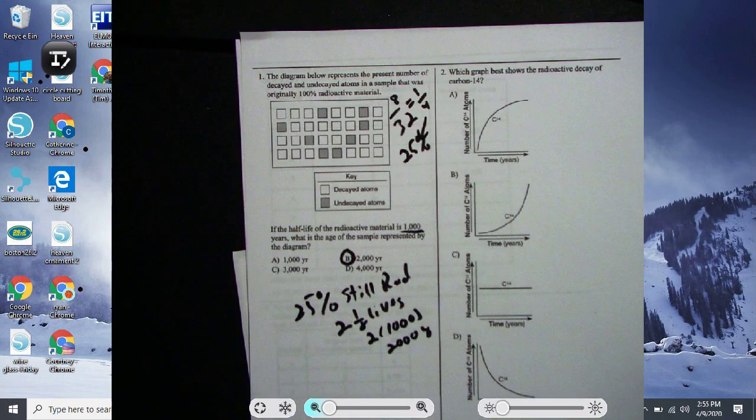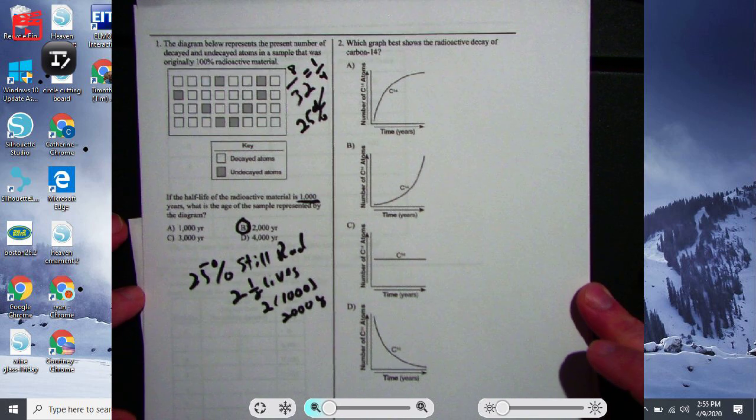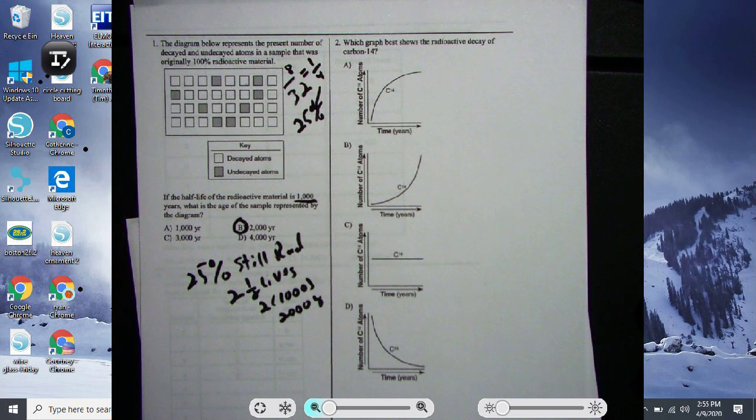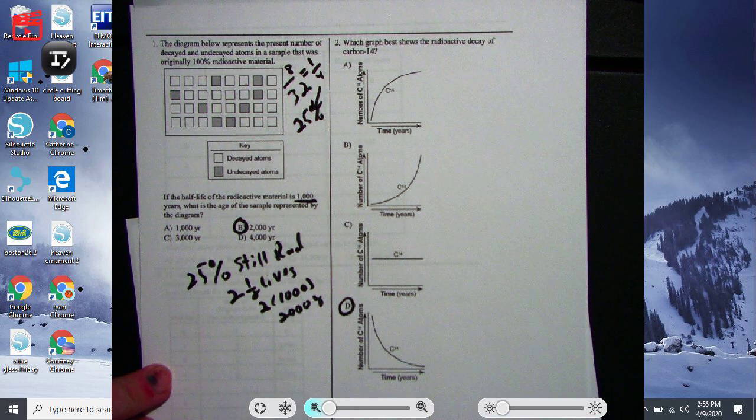All right, the next question. So, which graph best shows the radioactive decay of carbon-14? Now, remember, this is an exponential decay. Okay, decay means negative. If you have a tooth that hurts, it's because you have decay on it. So that isn't a positive, that's a negative. So you want to think about it decreasing exponentially, which gives us an answer of letter D. Okay, answer of letter D.